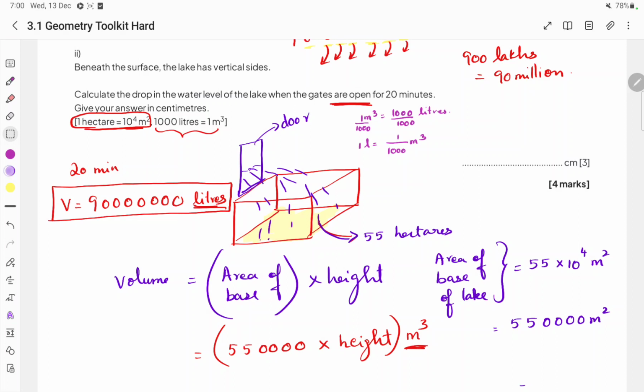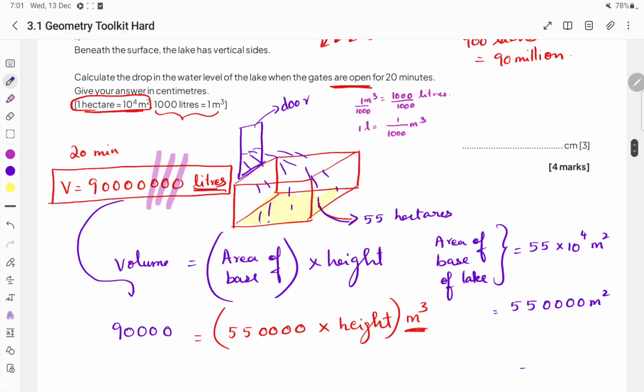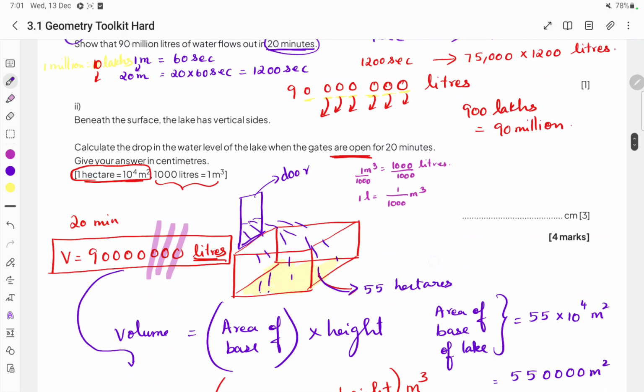Now if I have to convert this to meter cube, I have to divide by 1000. Divide by 1000 is the same as taking off this 0, this 0, this 0. So the answer will be 9000, 4 zeros we will have. So this is the conversion part we have here.